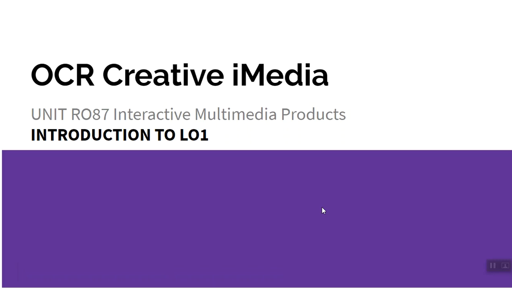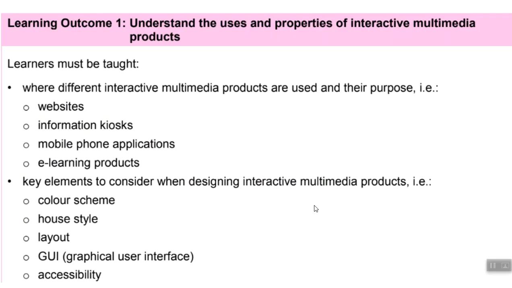You're going to need to know this stuff for when you do the unit for real. And obviously we're doing some prep work at the moment. So this is the first part of LO1, Learning Outcome 1. These two bullet points are the things that I need you to know about and be able to write about. You must know where different interactive multimedia products are used and what they're for, their purpose, and the key elements to consider when designing.